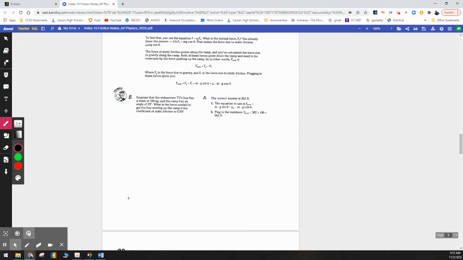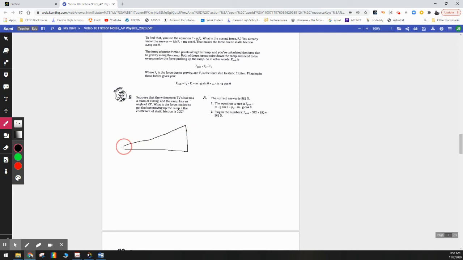All right, so let's go ahead and do another example here. Suppose that here we have a widescreen TV's box that has a mass of 100 kilograms and the ramp has an angle of 23 degrees. What is the force needed to get the box moving up the ramp if the coefficient of static friction is 0.2? So let's take a look and see what's going on here.